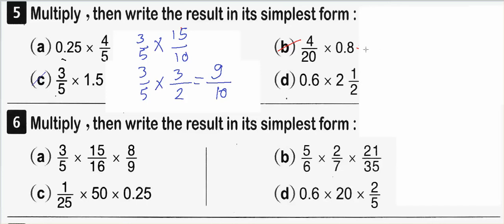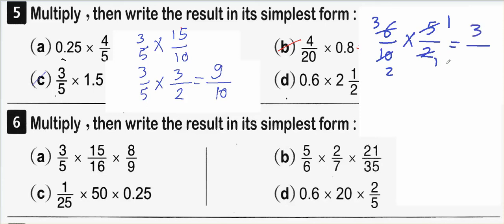0.6 times 2 and a half, also fraction, mixed number and decimal. 0.6 means 6 over 10, times the mixed number converted: 2 times 2 is 4, 4 plus 1, 5 over 2. 2 divided by 2 is 1, 6 divided by 2 is 3. 5 and 10, 5 divided by 5 is 1, 10 divided by 5 equals 2. 3 times 1 equals 3, 2 times 1 equals 2, means 3 over 2.